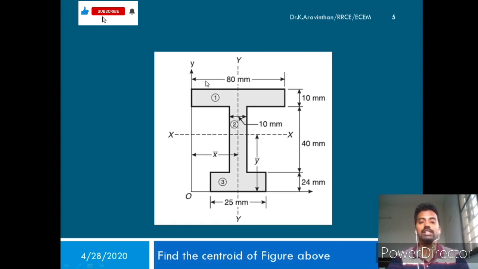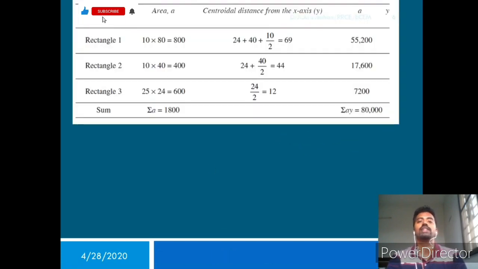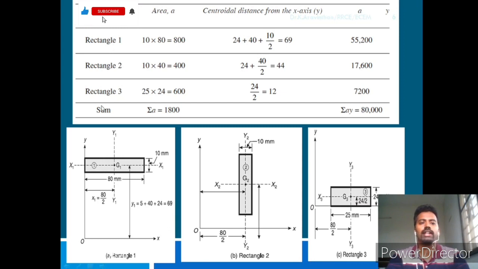All the dimensions are given: 80 mm by 10 mm, then 10 mm by the height of the second rectangle, which is 40 mm, and the third rectangle is 24 mm by 25 mm. You have to draw an origin at the meeting point of x and y in order to find the centroid. Right now we have to identify the centroid of the built up section. So let us stick to the basics. You have 3 rectangles.